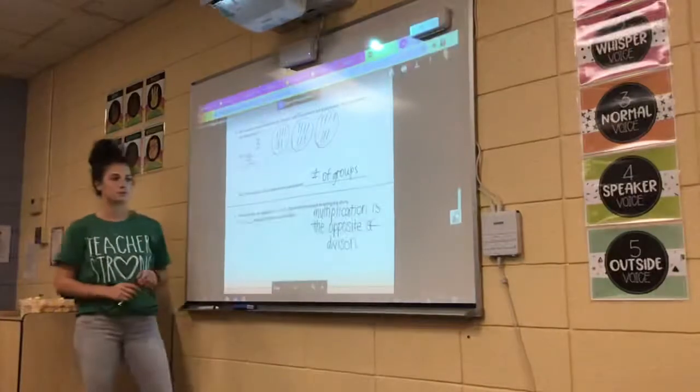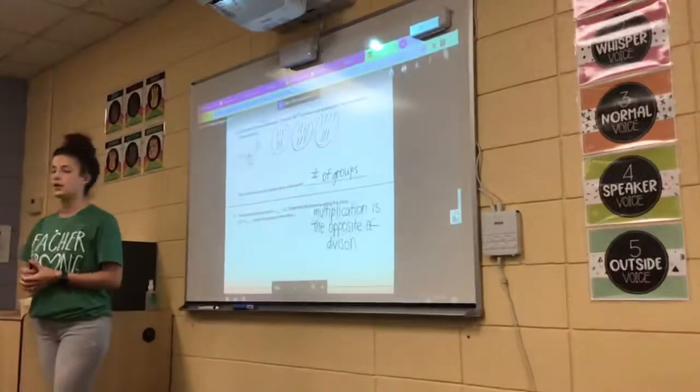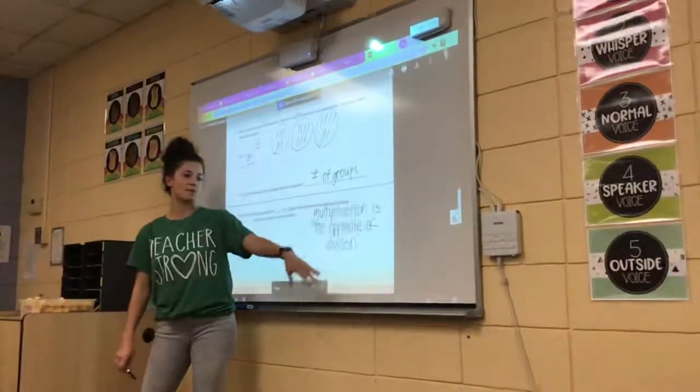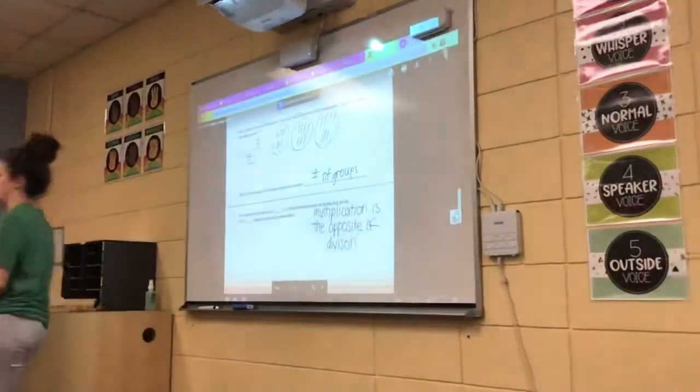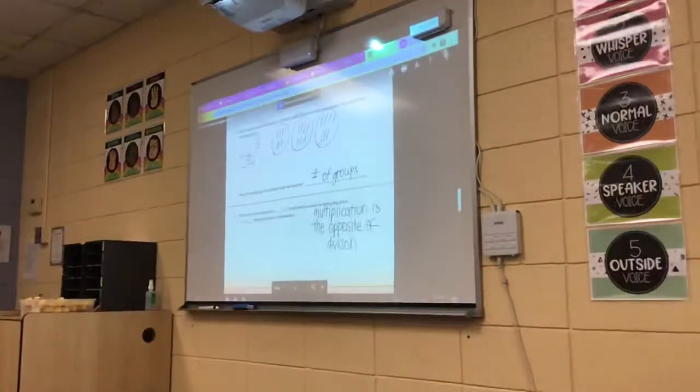But do we have to write the number? Nope. All you're writing is multiplication is the opposite of division. It just asks you to explain why her method worked.